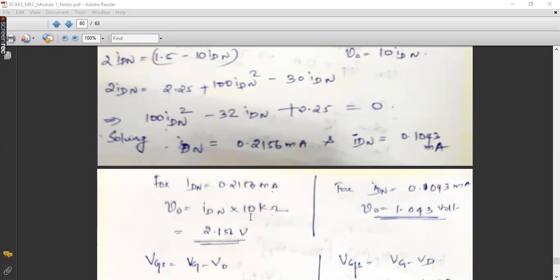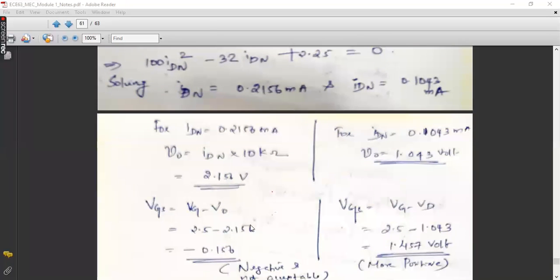Now you can find V0. V0 is current into resistance, 10 kilo ohm. So milliampere and kilo ohm will get cancelled, so your answer will be in volt. Check whether you are getting 2.156 volt and 1.043 volt for both these values of ID.